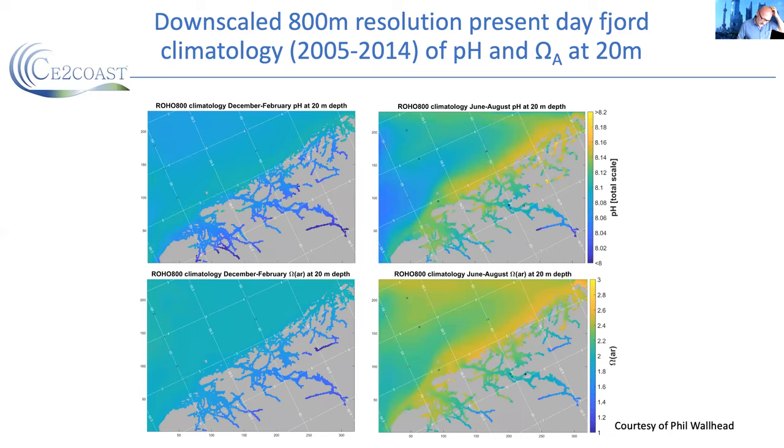And through the Sea to Coast project, which I will advertise later, Neva or Phil now has a capacity to deliver climate change information down to 800 meters for Western Norwegian coastal waters. And it's here that you can see on the left, we have pH, on the top, we have pH December, February climatology for 2005 to 2014. And then the summertime for the same on the top right, and below aragonite saturation state. The numbers are not particularly important for my point.